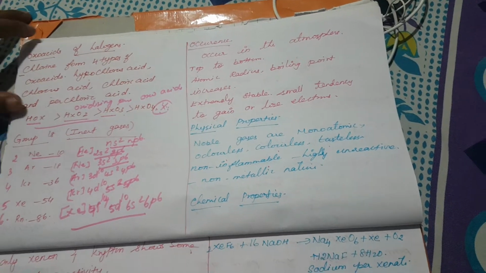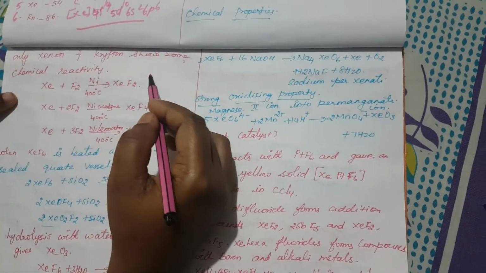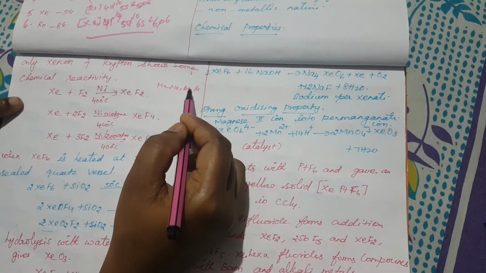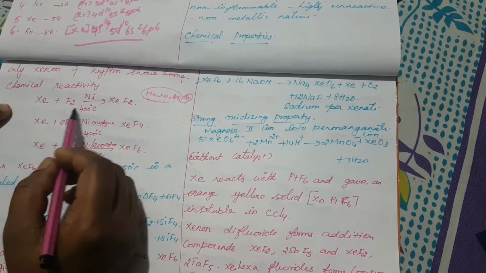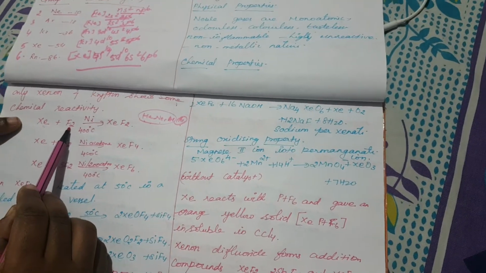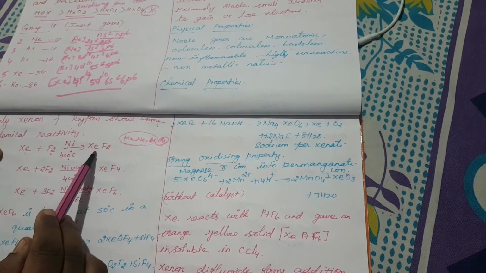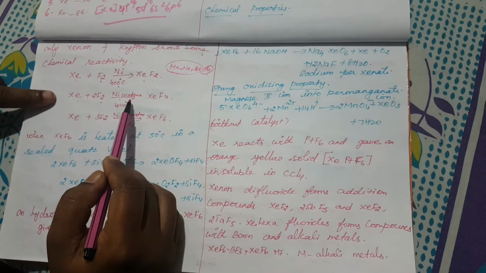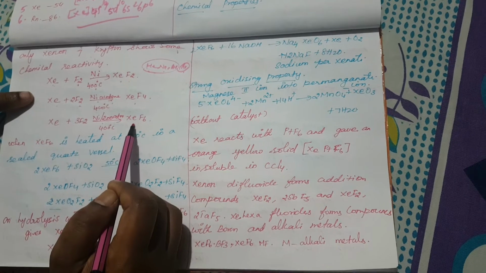Now the chemical properties. Only xenon and krypton show some chemical properties. Helium, neon and argon do not react. Xenon reacts with fluorine at different temperatures with a nickel catalyst: at 400 degrees Celsius it forms xenon difluoride, then xenon tetrafluoride, and at 200 atmosphere pressure and 400 degrees Celsius it forms xenon hexafluoride.